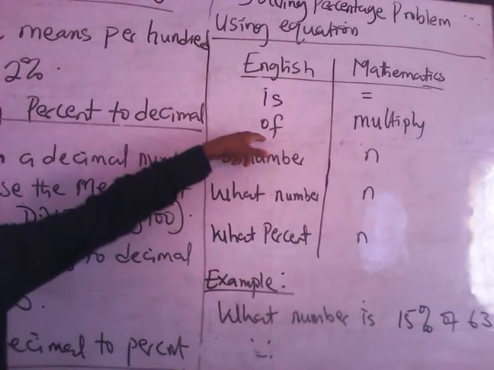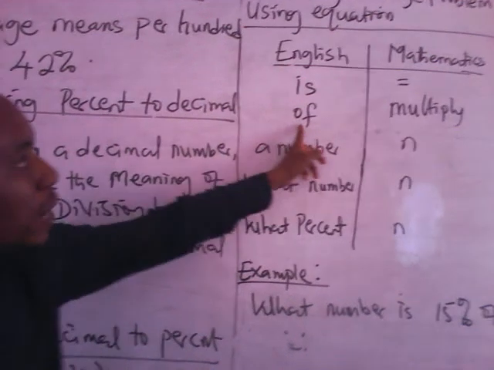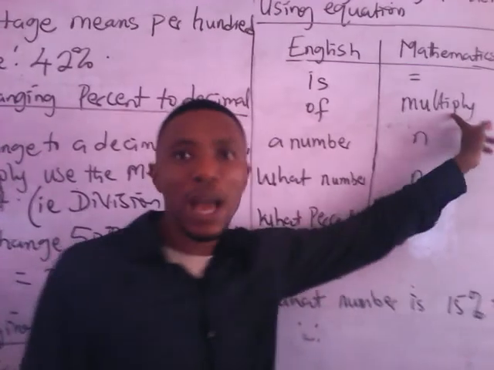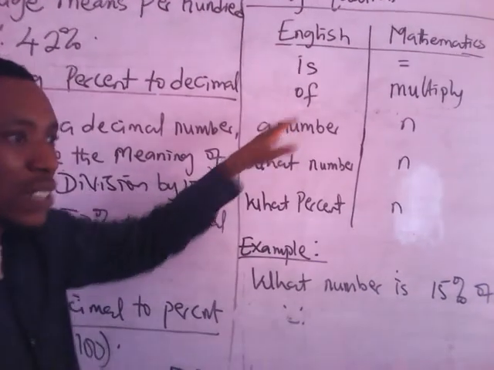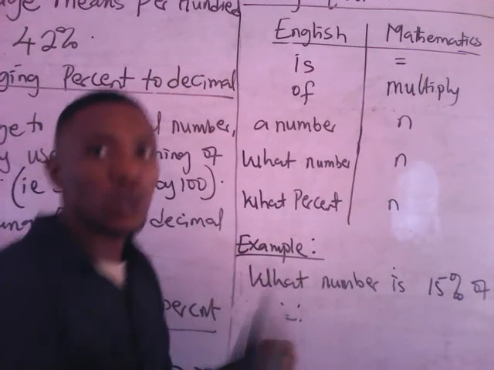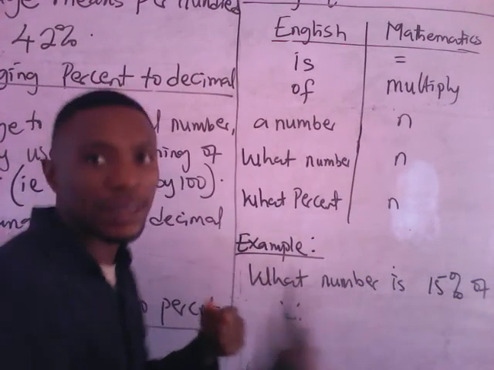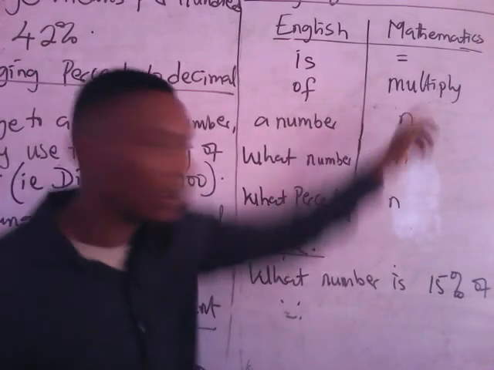Another one is "of". Already we know in basic maths that "of" is to multiply. "Of" means to multiply. 2% of means 2 over 100 times, that is 2% of.